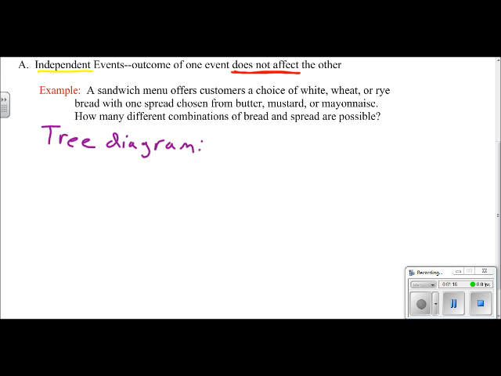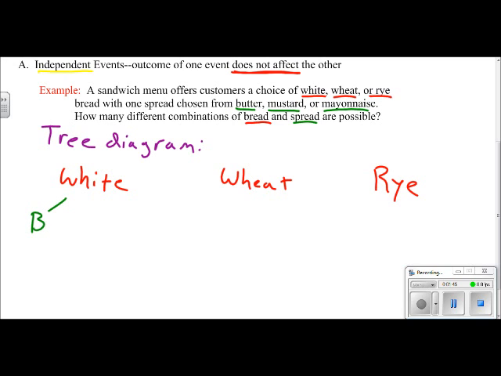Tree diagram basically just means we will map out all the possible outcomes. So we want to look at how many combinations of bread and spread are available. So our bread are white, wheat, or rye. So we'll just put those out here: white, wheat, or rye. Those are our possibilities. And for spread, we could have butter, mustard, or mayonnaise. So we could have white with butter, white with mustard, I'm just going to use MU, and mayo. Those are possibilities if we're using white bread.